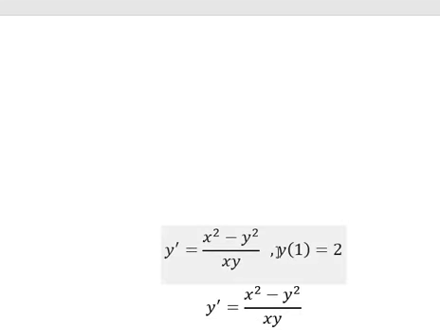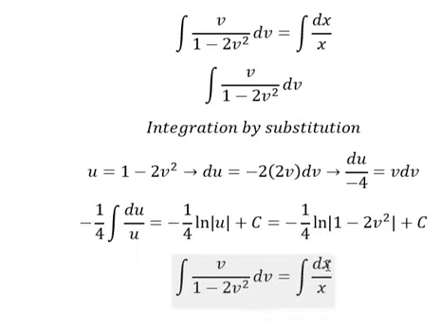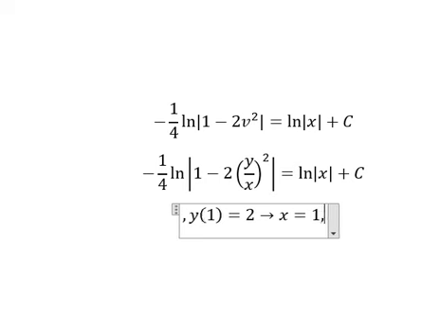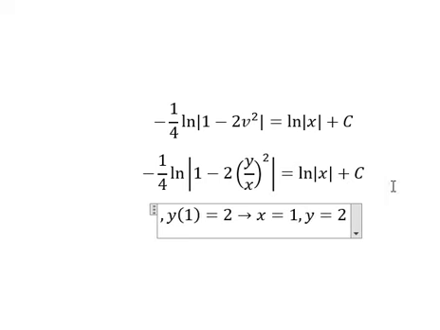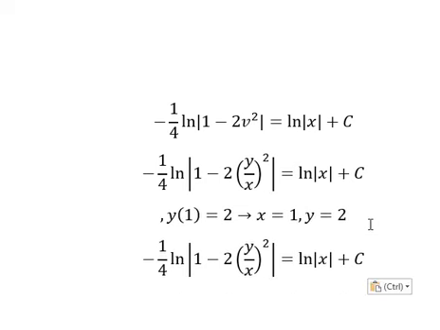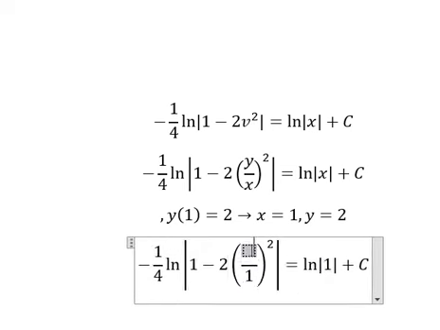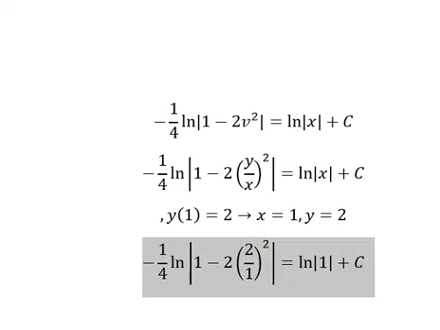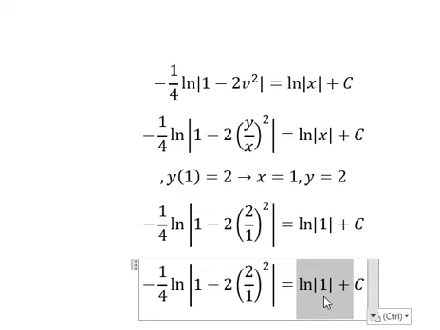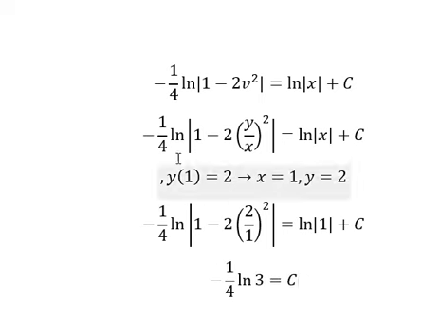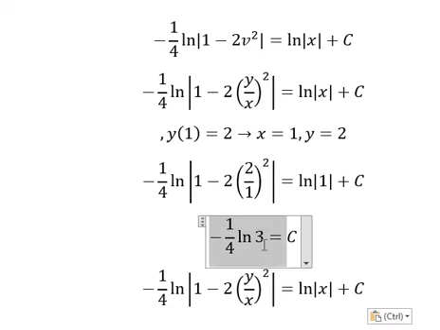Now we have the condition in here. When x equals number 1, y equals number 2. So we put number 1 and number 2 in here. So Ln of number 1, that is number 0. This one is number 3. So we go back in here. So I will put this one in here.